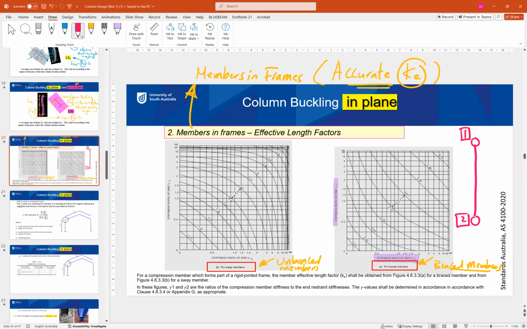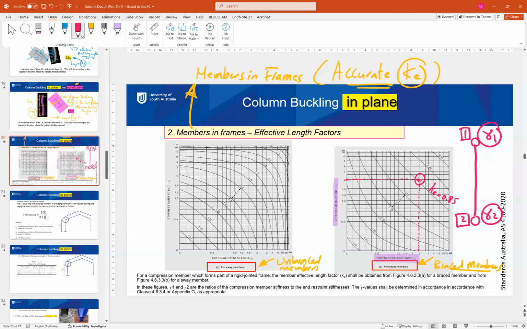Doesn't matter which one is top and which one is bottom, because this curve or graph is symmetric. So we need to find a value of gamma 1 and a value of gamma 2. For example, let's say gamma 1 is 2 and gamma 2 is 2. You create a line like that and a line like that. They intersect at this point. So this is our KE. KE in this case is, for example, 0.85.